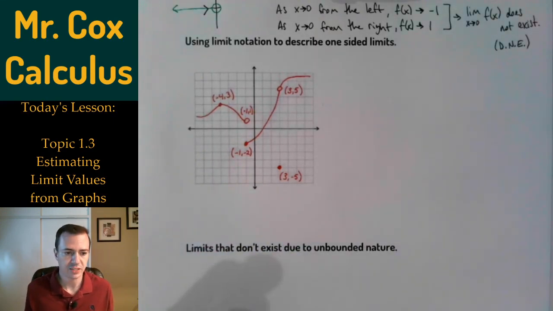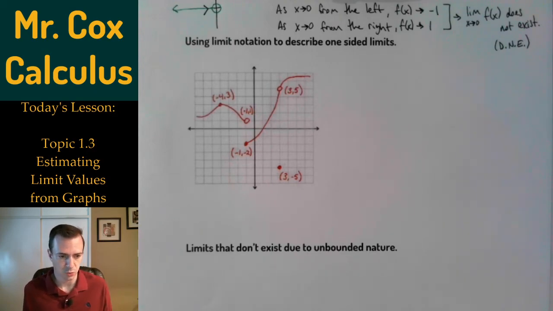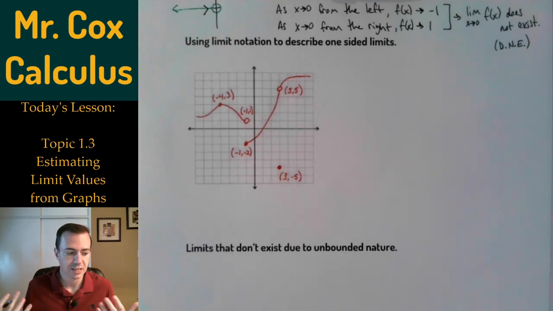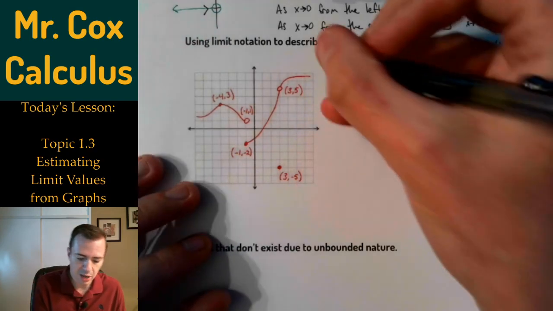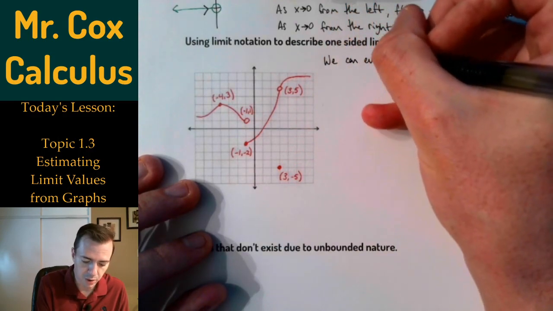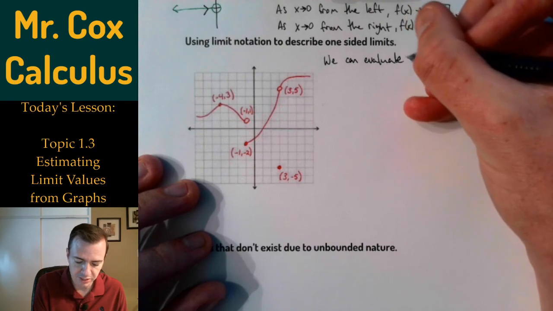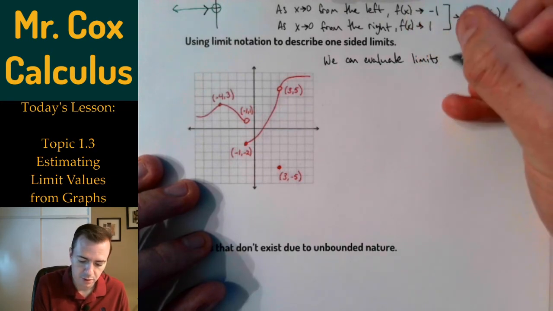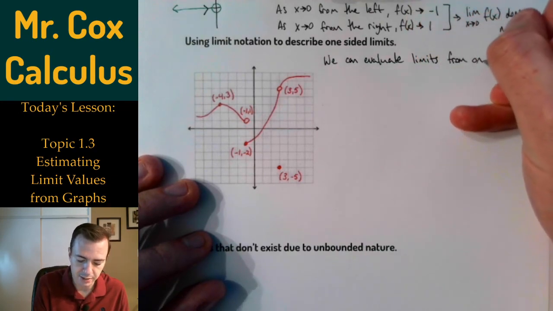So in the previous video, we addressed a particular function where we were looking at the limit, and from the left side it was going to one place, but from the right side it was going to another place. And we said that means that the limit doesn't exist. If it's not going to the same place from both directions, the limit doesn't exist. However, as I previewed, we can evaluate limits from just one side.